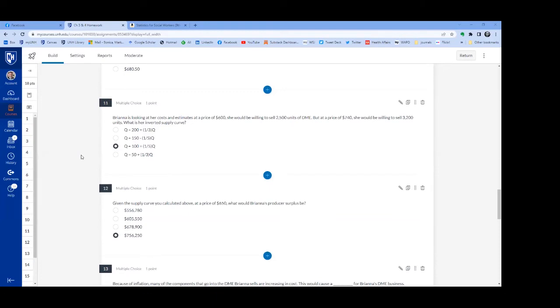All right, for problem 12, Brianna is looking at her costs and estimates at a price of 600, she would be willing to sell a quantity of 2,500, and at a price of 740, she'd be willing to sell 3,200. So what is her inverted supply curve?